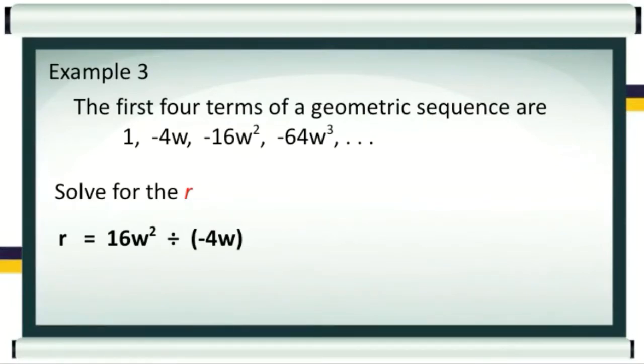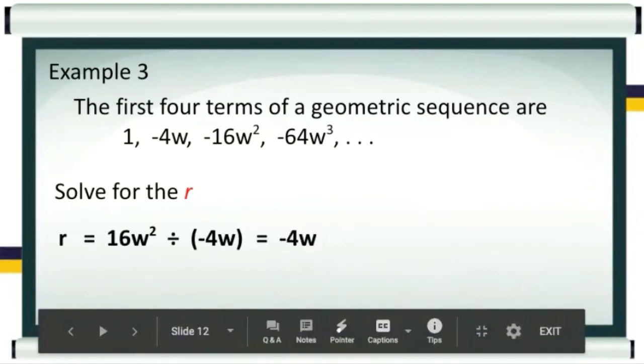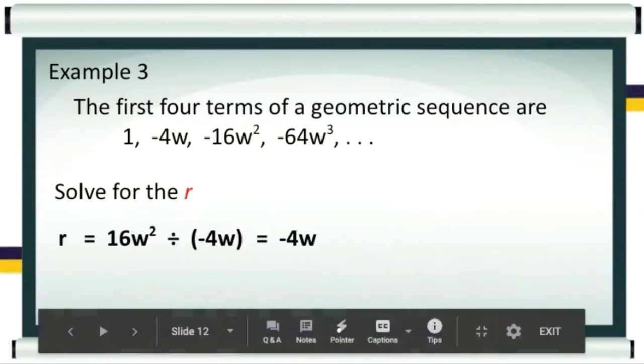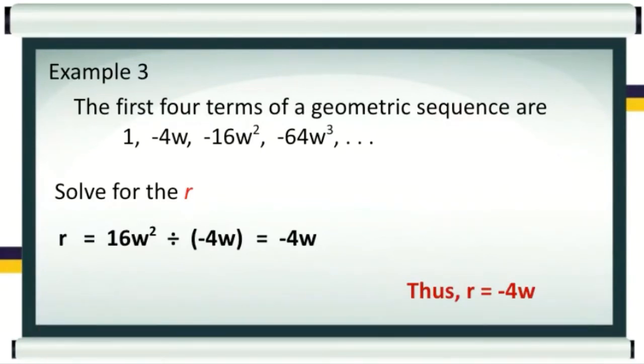So, the variable that will remain will be w, and the answer will be negative 4w. Okay? Follow? Our geometric sequence has a common ratio of negative 4w. Okay? Any question? Because we will proceed to the last example.